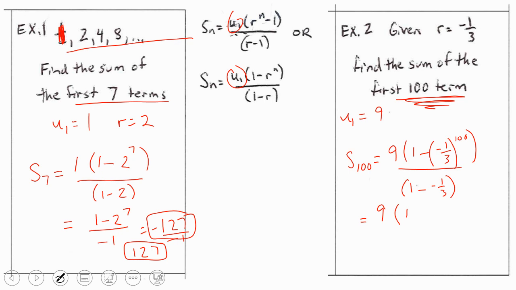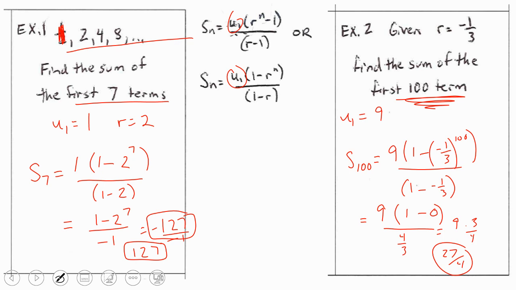When I put that in my calculator, I get 1.94 times 10 to the negative 48, which is essentially 0, divided by 1 plus 1/3, so divided by 4/3. So it's really 9 times 3/4, so 27/4.